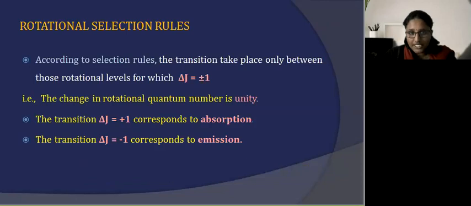And what are the selection rules? Here you have to remember the selection rules. According to the selection rules, the transition takes place only between the rotational energy levels and not between other levels like vibrational and electronic. The transition takes place only between rotational energy levels for which delta J is equal to plus or minus 1. If delta J is equal to plus 1, it corresponds to absorption, and if it is equal to minus 1, it corresponds to emission. So the change in the rotational quantum number should be unity.